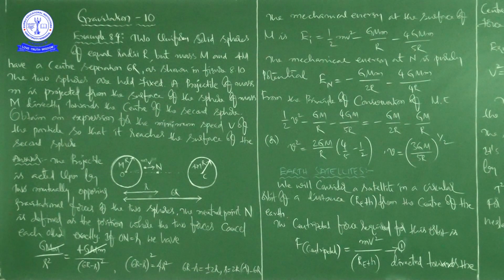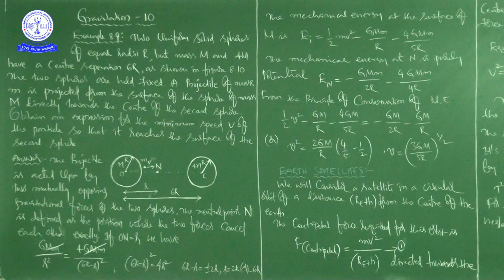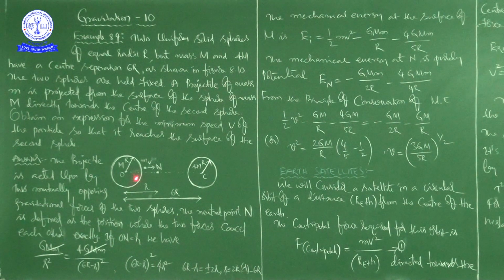Two uniform solid spheres of equal radii, capital R, but mass capital M and 4 capital M, have a center separation 6R as shown in figure 8.10. Now this is the picture. It is 8.10. I didn't write the number, but it is the picture.